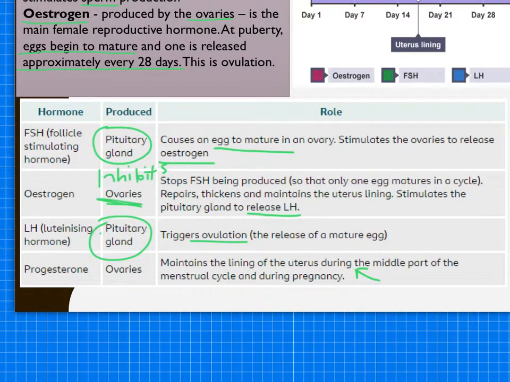I would definitely learn the hormone, where it's produced, and its role. And also I would look at some exam questions where you have to apply that knowledge, so by looking at a graph and working out what's going on.